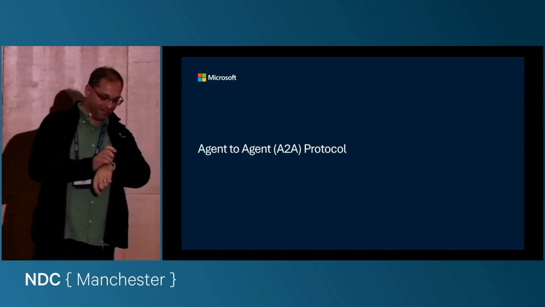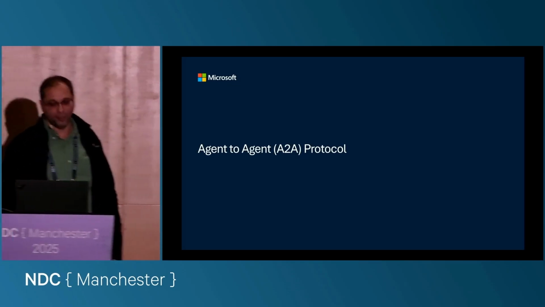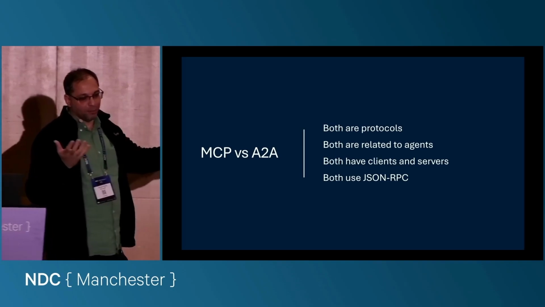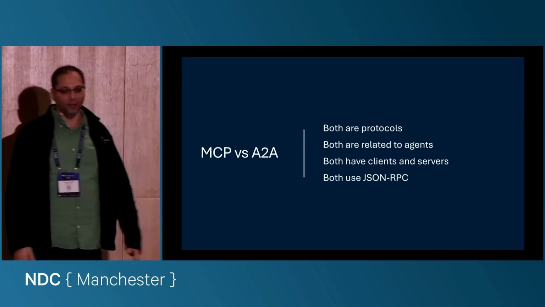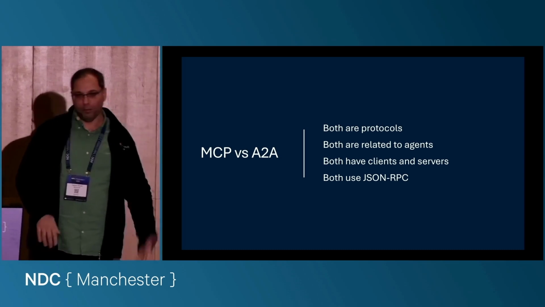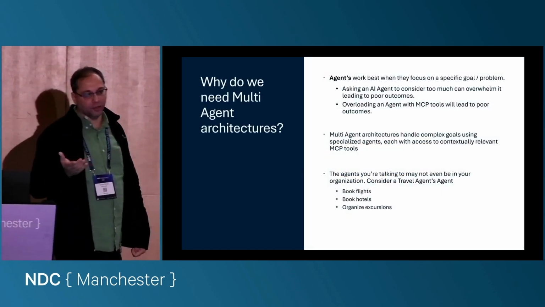How many minutes are we in? Okay, we're in good time, actually. Agent-to-agent protocol, A2A. Okay, A2A, MCP, both are protocols. Both are related to agents. Both have clients and servers. Both use JSON-RPC. So why do we need multiple agents, basically?